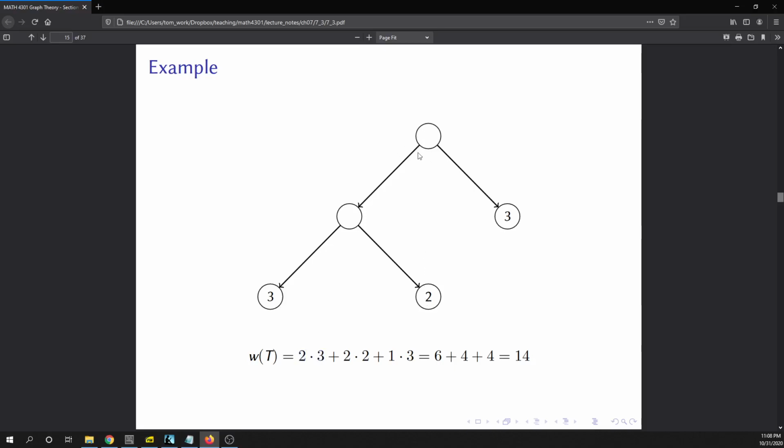And then for this leaf, it would be 1, 2. That would be the length of the path from the root down to that particular leaf, times the weight of the leaf, which is 2. And then for this leaf here, the length of the path from the root down to that leaf is 1, and then times the weight. All right, and so we get 6 plus 4, which comes out to be 14. So the weight of this weighted binary tree is 14.